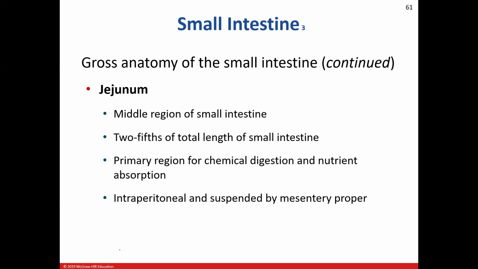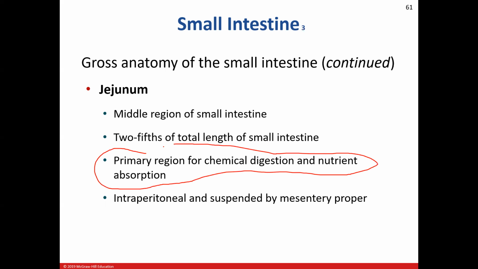The next portion is the jejunum. This is where we're going to see, and this is so very important, the majority of the chemical digestion and the nutrient absorption, which you're going to learn about in the lecture portion: how certain enzymes are going to further break down proteins, lipids and fats, and carbohydrates.